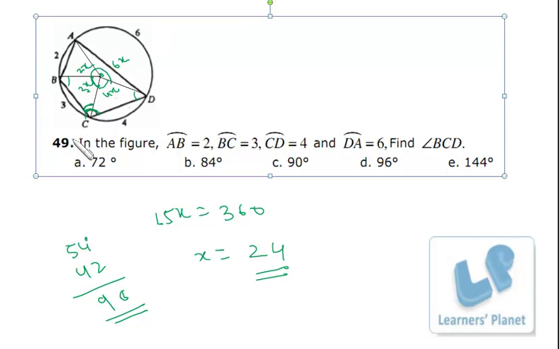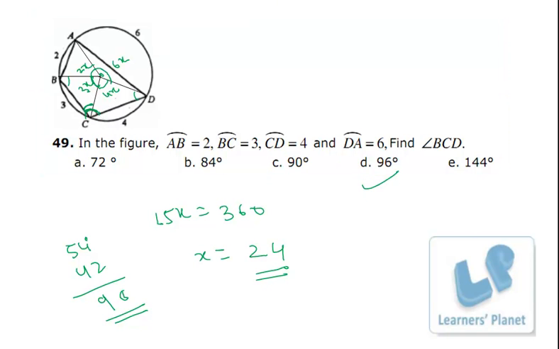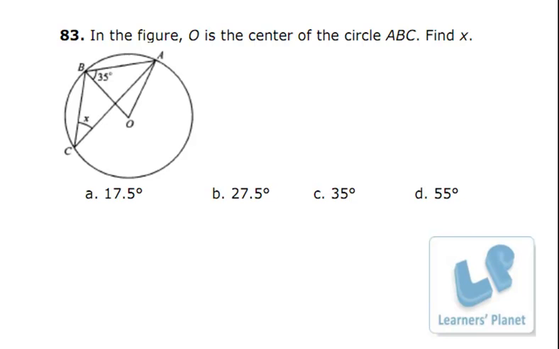This complete angle is 96 degrees. Okay, so that was very interesting. I hope you are getting my point. In the figure, O is the center of the circle, find x. Now that's pretty simple. You don't even need paperwork to solve this problem, right?